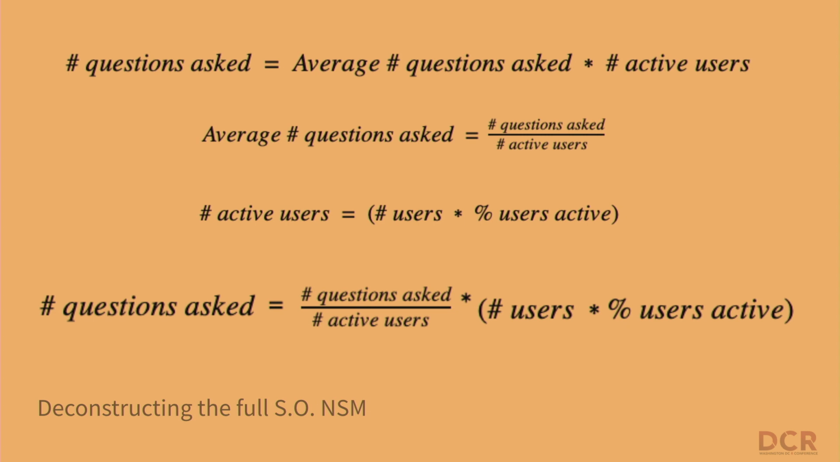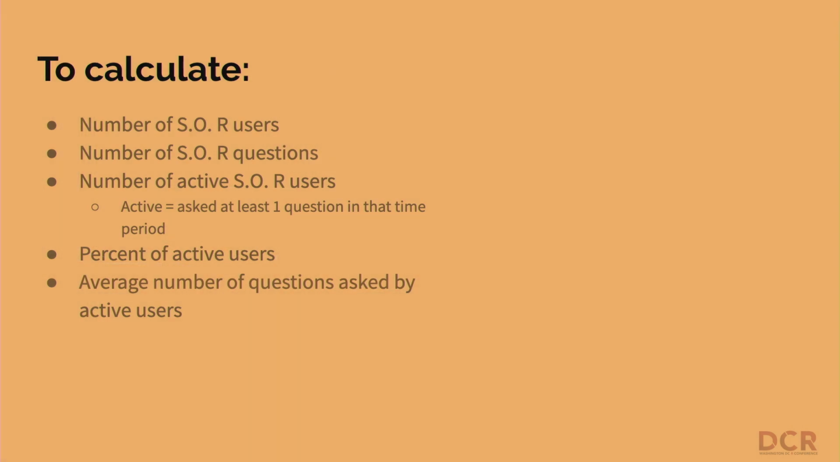So if number of questions asked is our goal, that's great. We do want people to be asking questions on Stack Overflow. But wouldn't it be great if the average number of questions asked per active user was also increasing over time? People are coming back, and they're doing more, and they're getting more and more value out of your product? I think so. So these are the metrics we have to calculate.